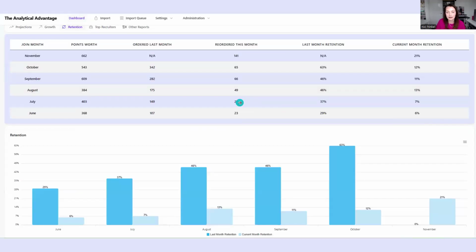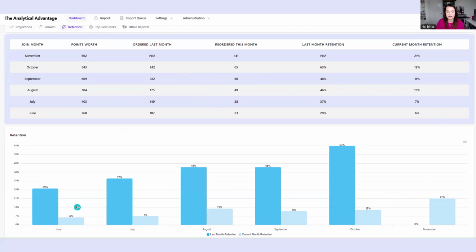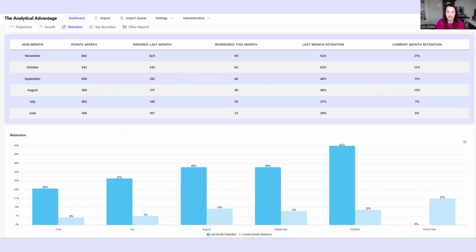The retention report can be a little bit intimidating and confusing, so don't let it overwhelm you. It's basically going to give you an idea of how your people who have joined in the last 6 months are reordering, like what percentage. If you look at the graph down here, it's a lot easier to follow than the numbers up here. The graph is giving you the percentages, and the blue is last month, and the lighter blue is the current month. Again, this report was ran earlier in the month, so the lighter blue is always going to be lower because all the orders haven't processed yet. These are the ones that have currently already processed.